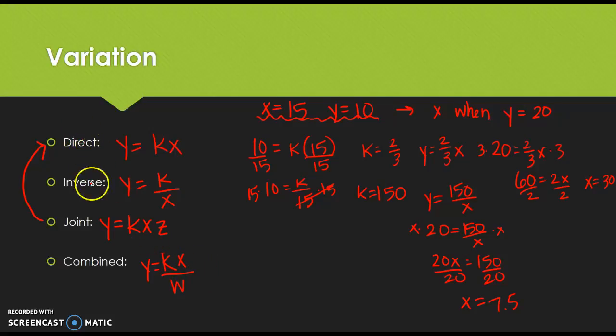Alright, direct and inverse variation, you have x and you have y, or you have two variables, you plug them in, you find k, then you use k to find what's missing. Joint and combined, same idea, but you've got a third variable in there. You find k, you use k every time.